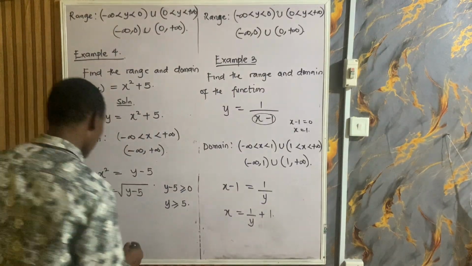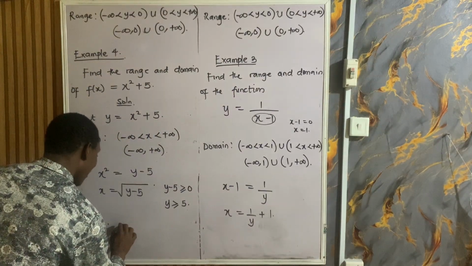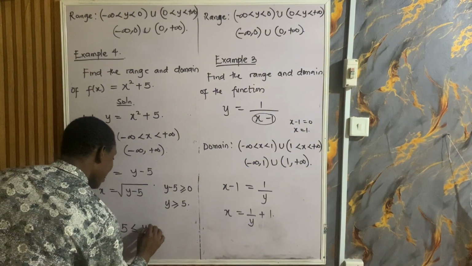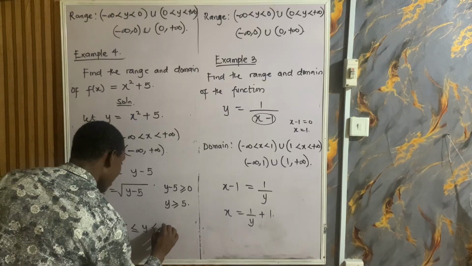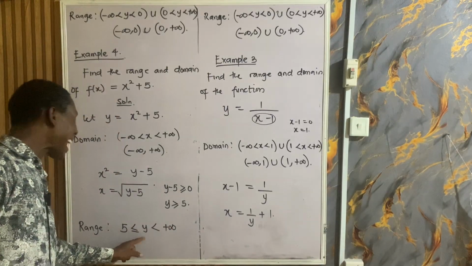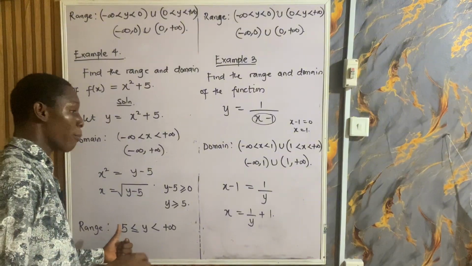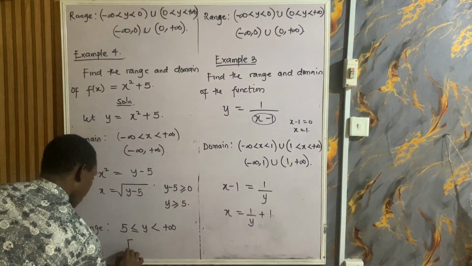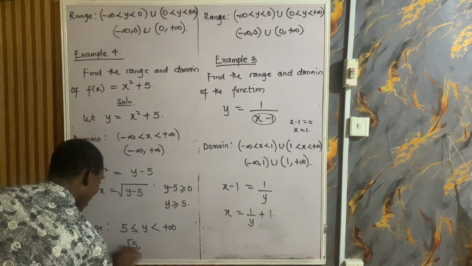How do we write that? We say 5 less than or equal to y less than positive infinity. Now, the way we write this, because y can be 5 but cannot be positive infinity. This is how we write it now. 5.